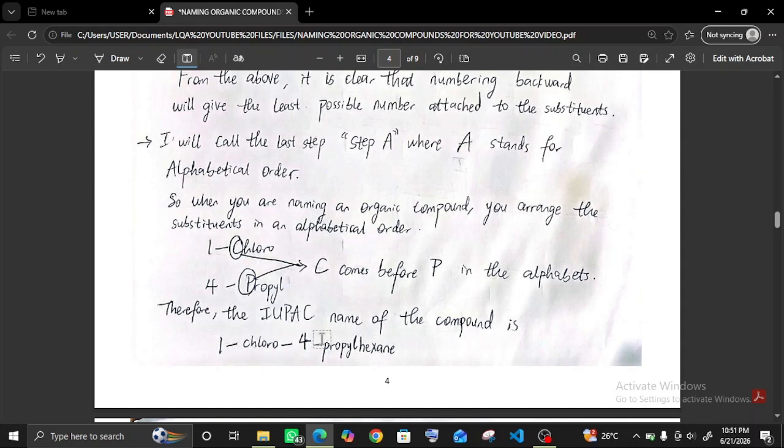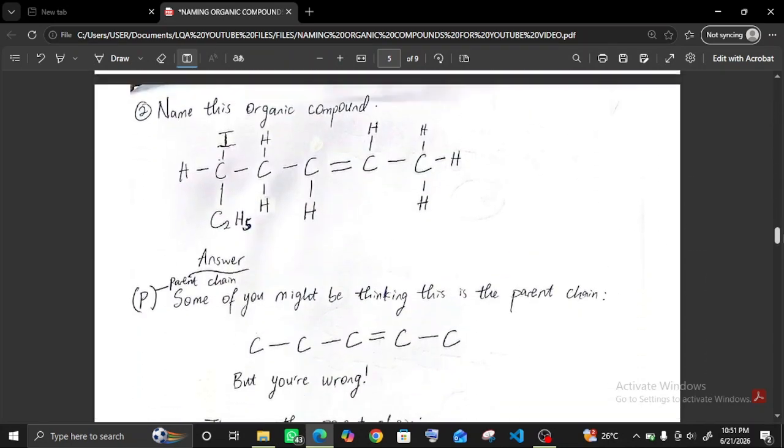You separate letters from numbers by a hyphen. This is the hyphen here. While if you have two numbers beside each other, you separate them with a comma. So assuming it was 1,1-dichloro-4-propyl hexane. You can see that these numbers are separated with commas, while the numbers and letters are separated with hyphens. Let's move on to the next organic compound.